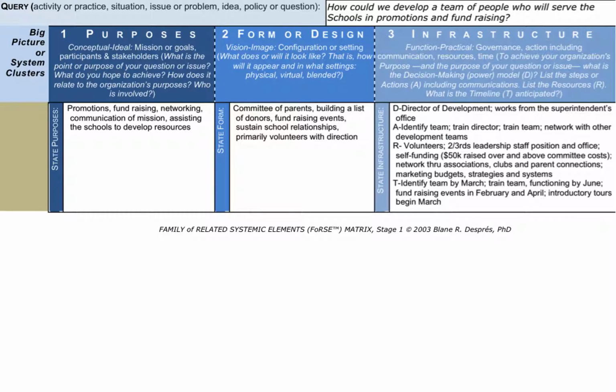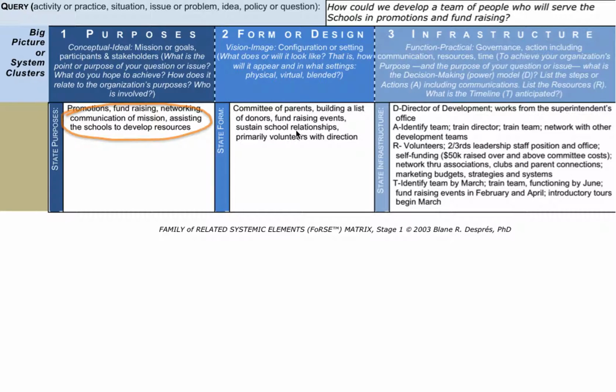In this video, we'll assess the data inputted into the FoRSE Matrix from the first introductory video, that first introduced us to the family of related systemic elements, or the FoRSE Matrix. Remember, the first time, we went through and decided what the query was. This is the question or the problem by the client.